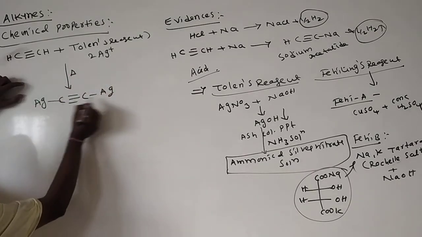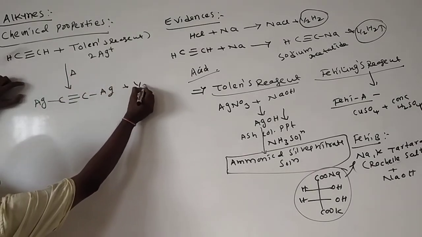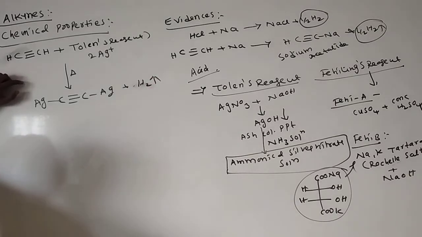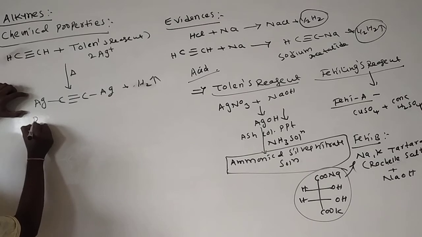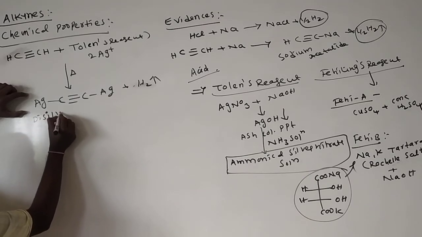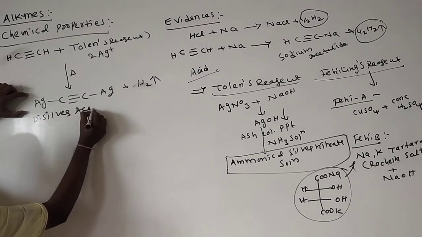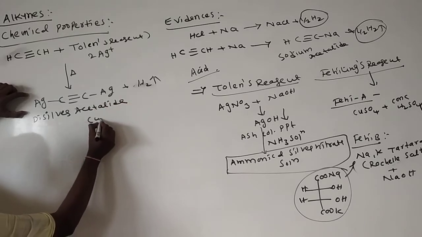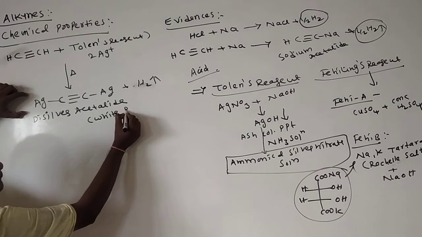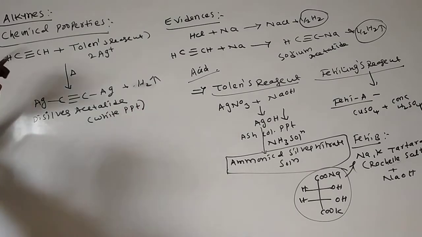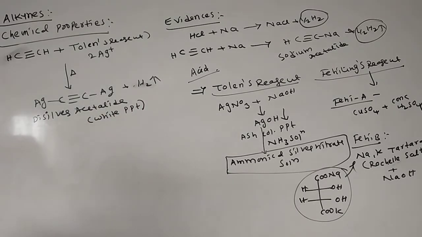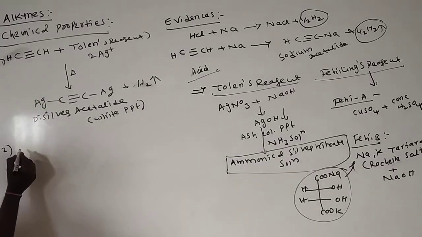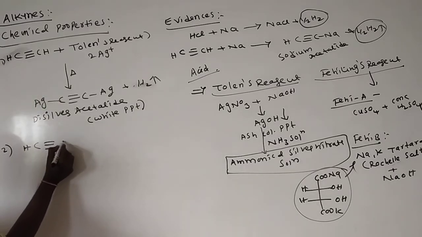Two Ag+ ions attack here and release hydrogen gas. This is called disilver acetylide, a white precipitate. This is one more evidence for the acidic nature of alkynes. Then in continuation we will see one more reaction.